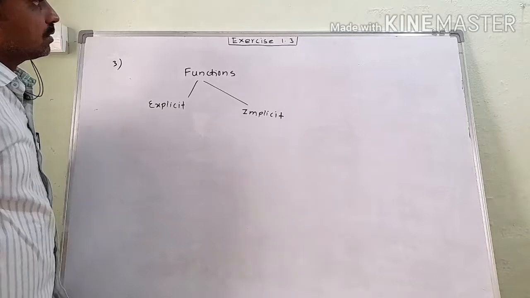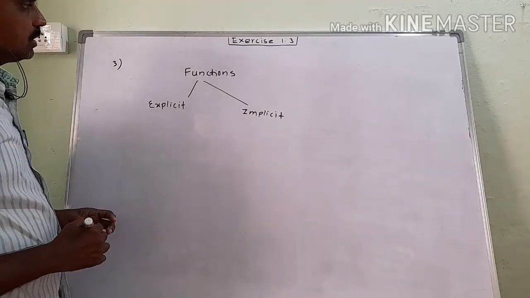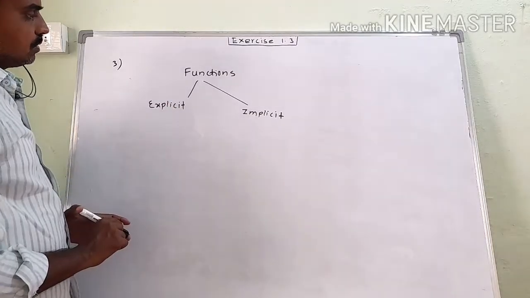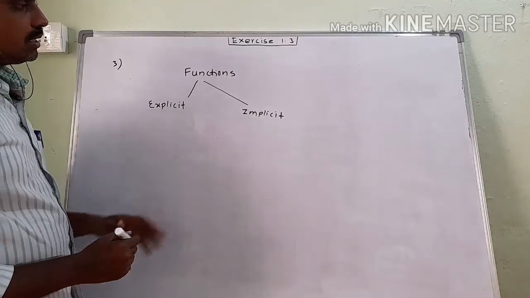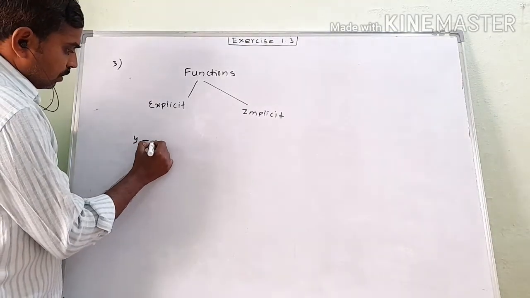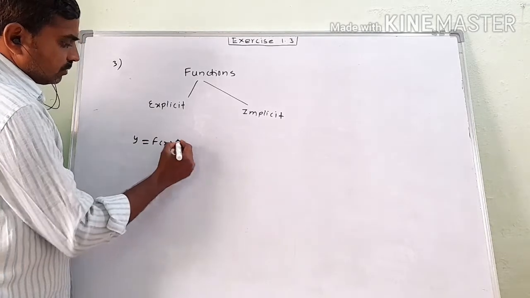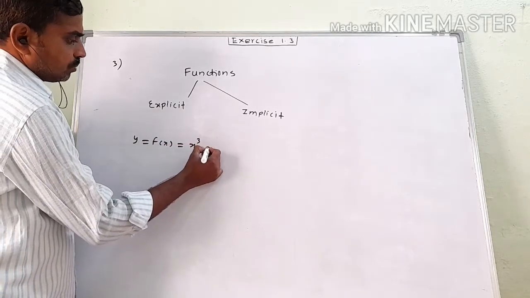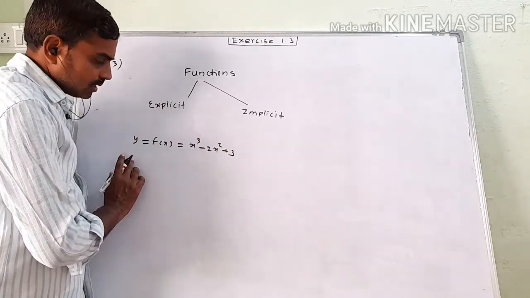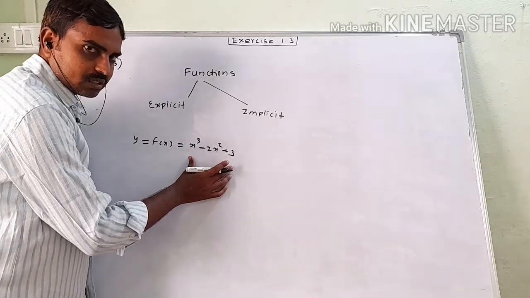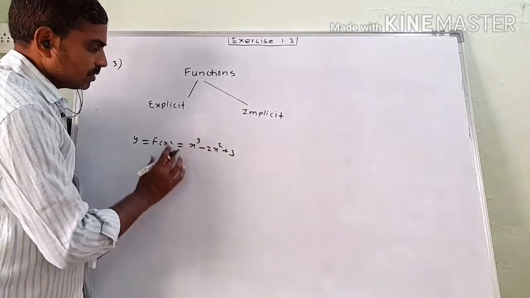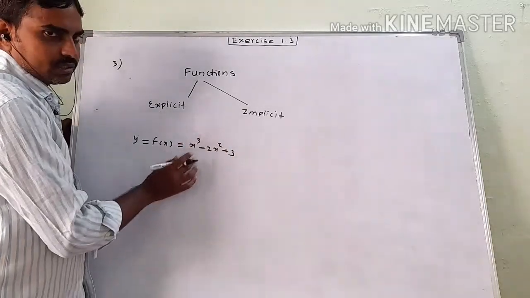Before we start third type in exercise 1.3, we have to know two types of functions. First, explicit function, and second, implicit function. Whenever there is the value of y in terms of x variable, for example x cube minus 2x squared plus 3, here y is expressed completely in terms of x, that is, y is expressed explicitly in terms of x. This type of function is called an explicit function.